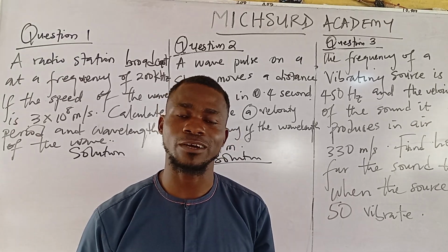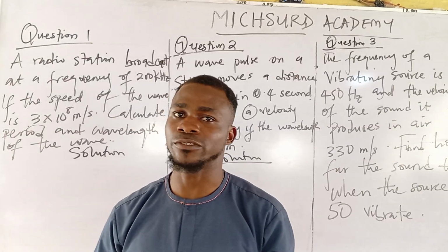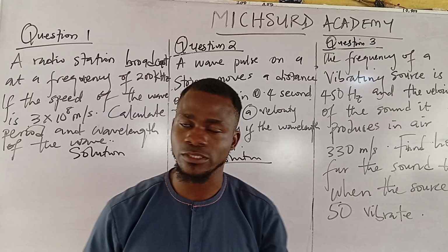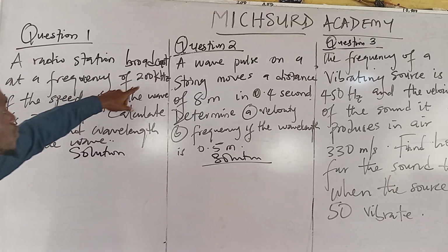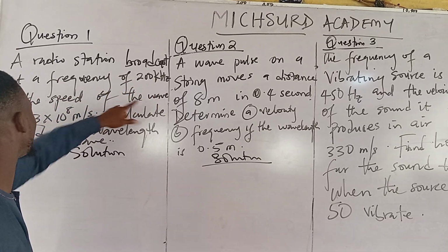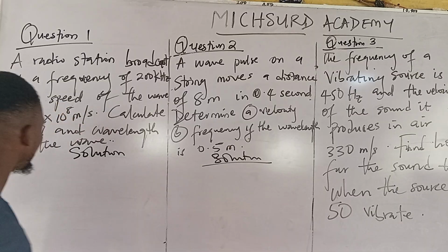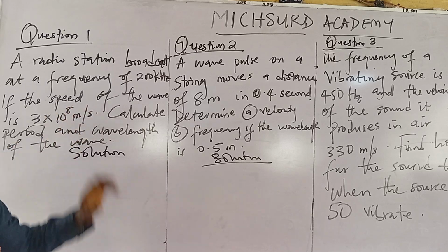So today we are going to be looking at questions on waves. We have 3 questions here that are related to wave theory. The first one: a radio station broadcasts at a frequency of 200 kilohertz. If the speed of the wave is 3 times 10 raised to the power 8 meters per second, we should calculate 1, the period, and 2, the wavelength.